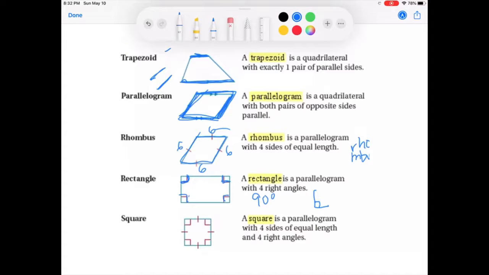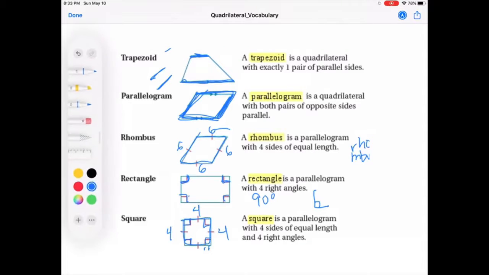Lastly, we got a square here. A square is a parallelogram with four sides of equal length and four right angles. So we got four sides. Each of them are the same, equal length, right? And then we also got four right angles because we see those four little squares there. That's how we know that is a square. So let's keep this in mind and let's do some practice problems on IXL and try to see if we can figure out what kind of quadrilaterals we're dealing with here.